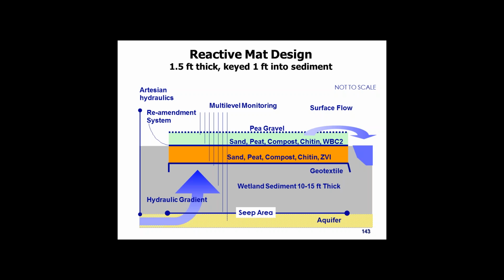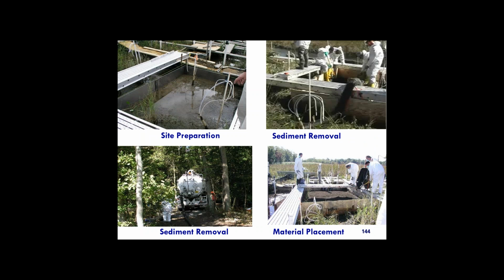And then in the upper layer, there's sand, peat, compost again, more chitin material, and the actual reapplied culture, the bioaugmented culture on the top. And finally, some pea gravel on top to keep it in place. So it's about 22 inches thick, about 12 by 13 in dimension. So here's just some pictures of what this looks like.